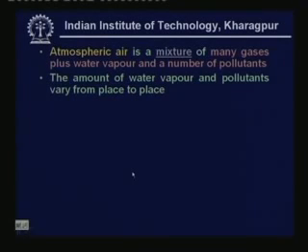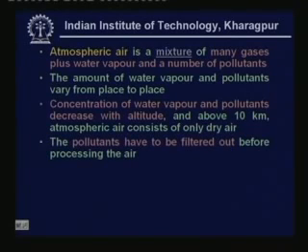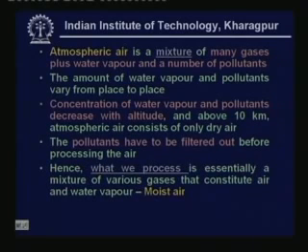The amount of water vapor and pollutants vary from place to place. However, concentration of water vapor and pollutants decrease with altitude, and above 10 km atmospheric air consists of only dry air. The pollutants have to be filtered out before processing the air. Hence, what we process is essentially a mixture of various gases that constitute dry air and water vapor. This mixture, that means the mixture of various permanent gases plus water vapor, is called moist air.